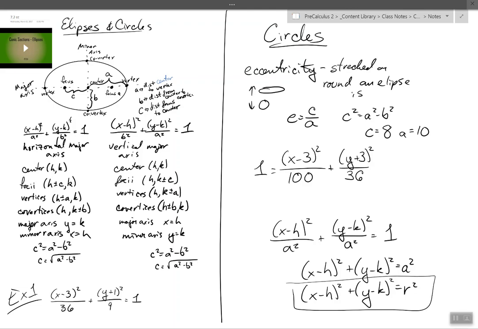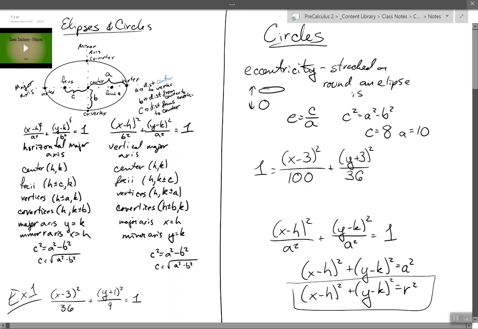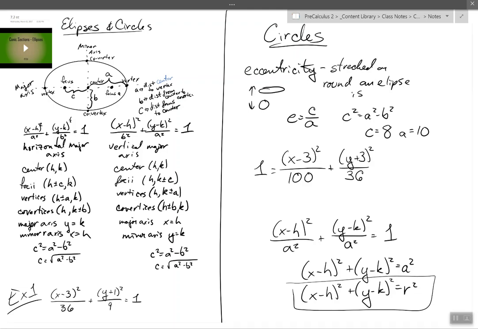In this lesson, we'll be taking a look at another conic section. This time will be circles. Circles are very, very closely related to ellipses. That's why they are on this same set of slides here. The only difference with a circle is the vertices and co-vertices are the same distance from the center. So instead of getting an oblong sort of shape, we get a perfect circle.